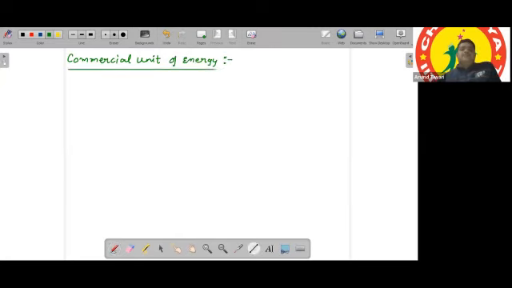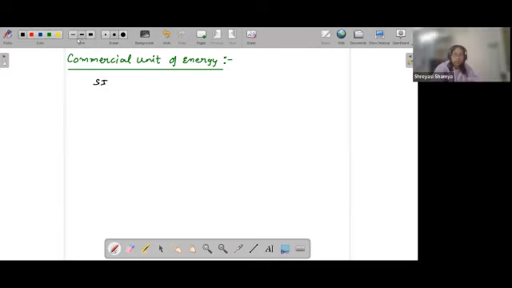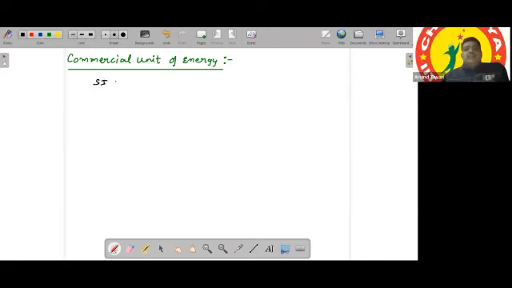Commercial unit of energy. Okay. So for the commercial unit of energy, generally we have seen the unit of energy that we use is joule. Okay. So what is the SI unit? Joule. SI unit is joule, right? See, every time the SI units are not comfortable to be used. They are not suitable for all the purposes.